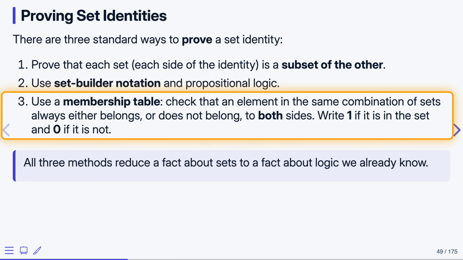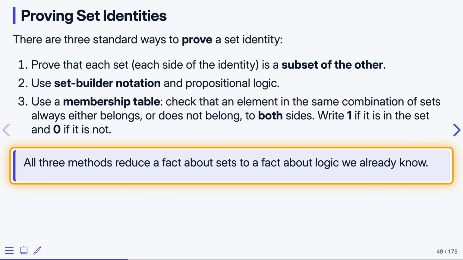Method 3. Build a membership table. It works like a truth table. For every possible combination of in or out, we compute whether an element belongs to the left side and to the right side. We write 1 for in and 0 for out. If the two columns match on every row, the identity holds. The key idea is that each method turns a question about sets into a question about logic, which we already know how to answer.